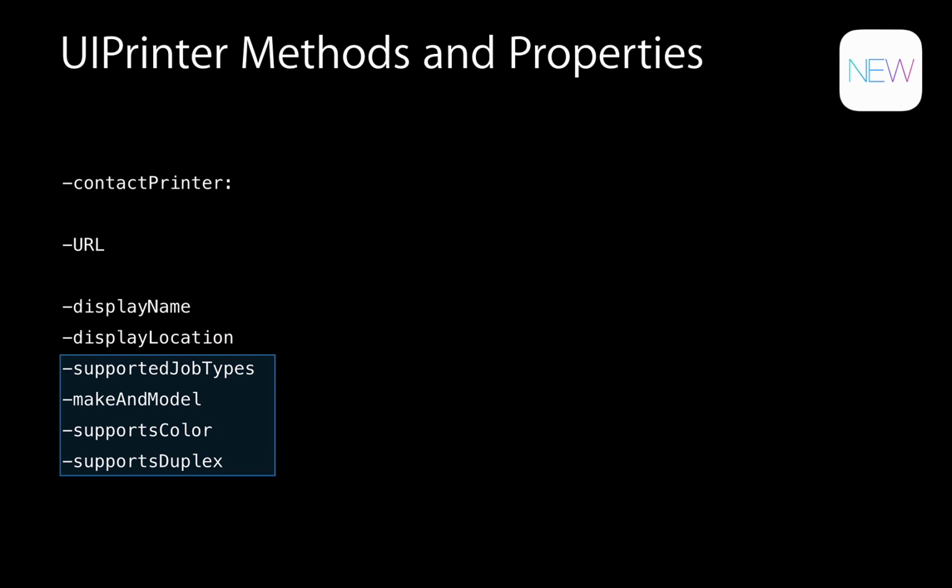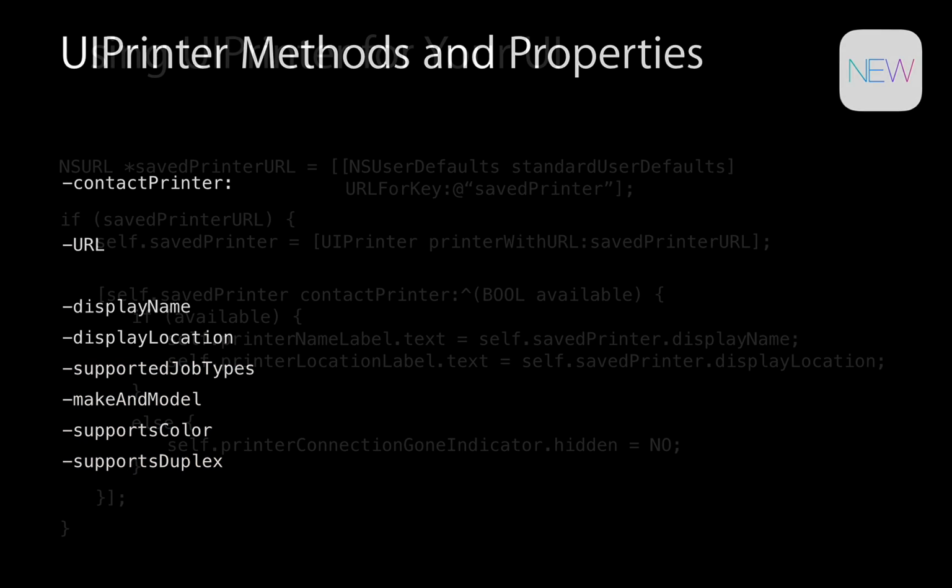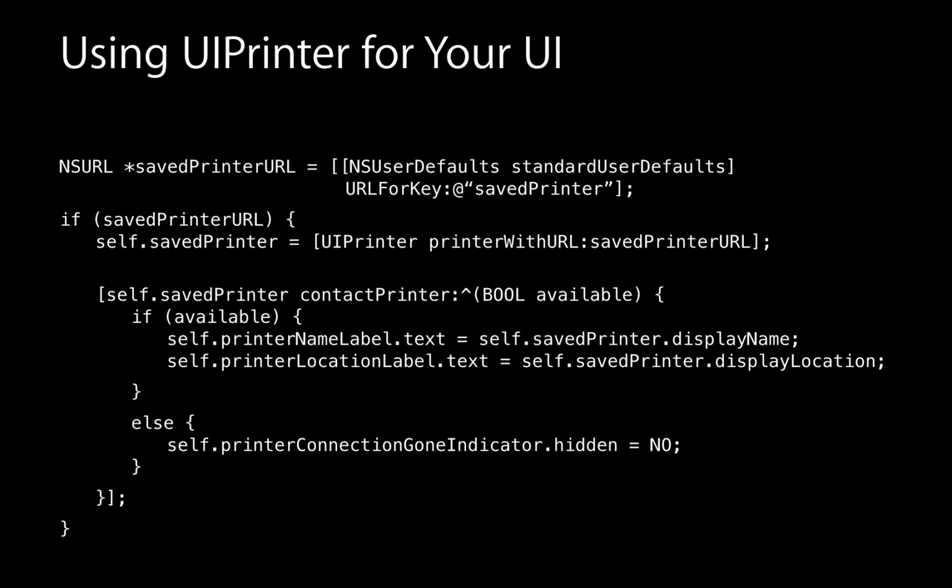And then some various things about the printer, like supportedJobTypes, which is a bit field that'll say whether it supports photo printing or receipt printing or envelope printing, different types of jobs that it supports, and make and model and some other capabilities. So here's a quick code example of using UIPrinter to show the printer name and the location in your UI.